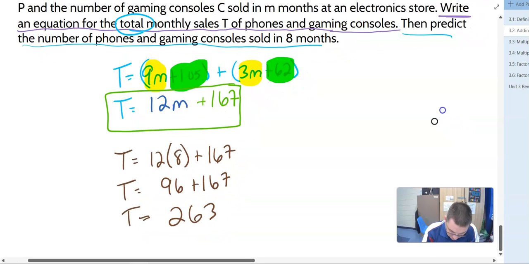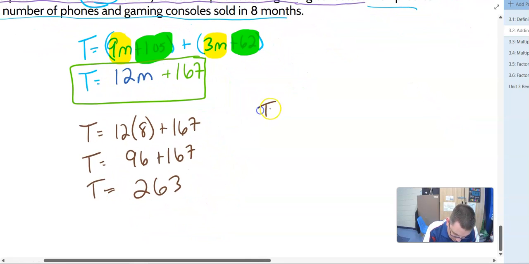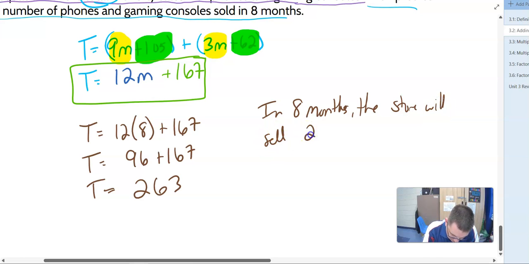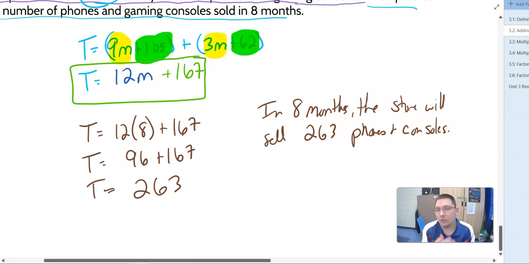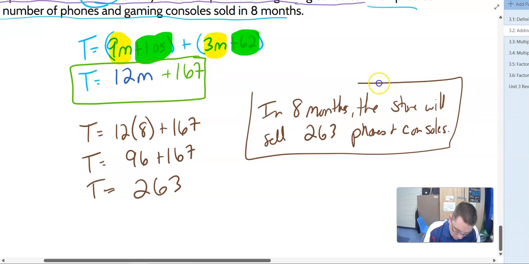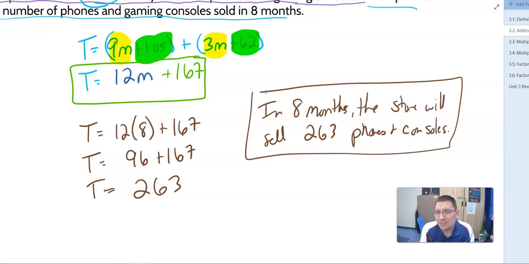Well, we need a word answer to our question, of course. And so in 8 months, the store will sell 263 phones and consoles. Because remember, it's the total of the 2 products. And so again, remember that word problems require word answers. We need to apply this back. And that goes back to the standard we talked about at the start. We've got to apply this back to the context of the situation.